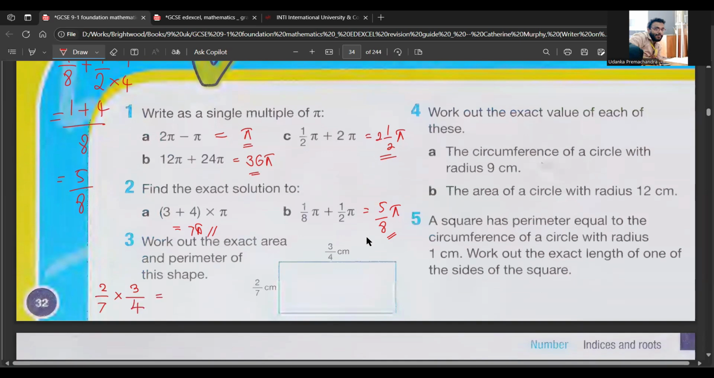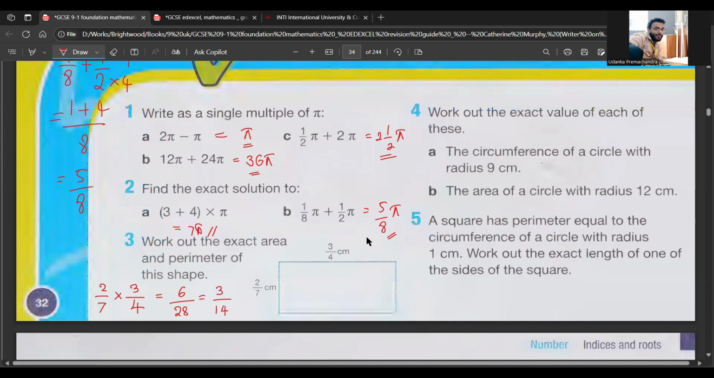So how to multiply this one? Here, do you have to get a common denominator? No need to take a common denominator. Just multiply, no? There is no cancellation. So 3 into 2, 6. Here 7 into 4, 28. If you want, you can cancel by 2. So it is 3 over 14.